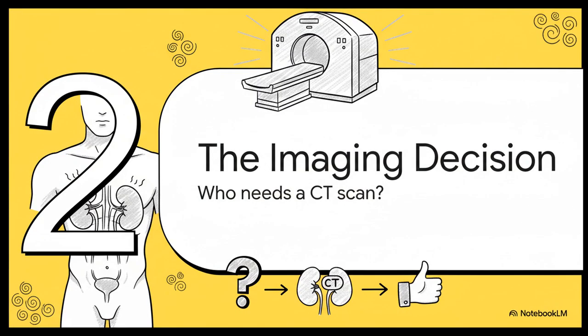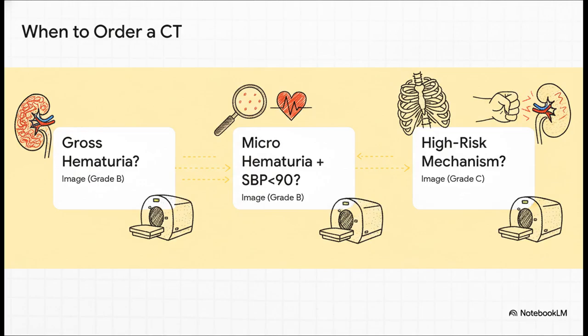Okay, so you've run through the primary survey and you've got the patient stabilized for now. The next big question that should pop into your head is this: who actually needs a CT scan to check out their kidneys? So here's your cheat sheet, your if-then logic for when to pull the trigger on imaging. And this is evidence-based. We've got grade B evidence saying if you see gross hematuria in a stable patient, get the scan. Same goes for microscopic hematuria if the patient is hypotensive.